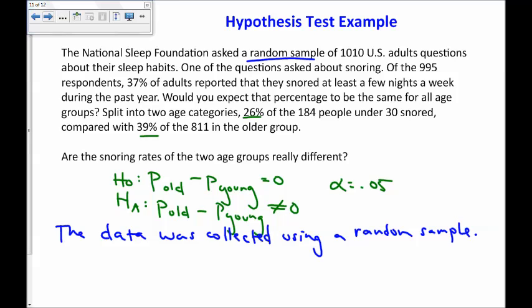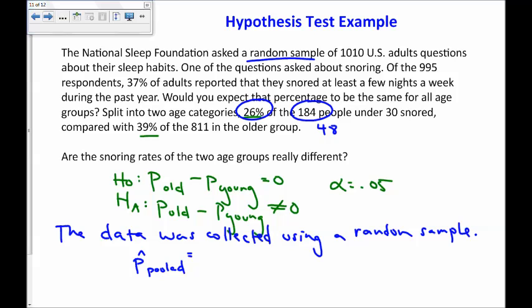Okay, now I can check the success failure condition using a pooled value. So here's how you find your p hat pooled. Hat means it comes from my sample. I need to find out how many people. So the 26% times 184 turns out to be about 48 people.